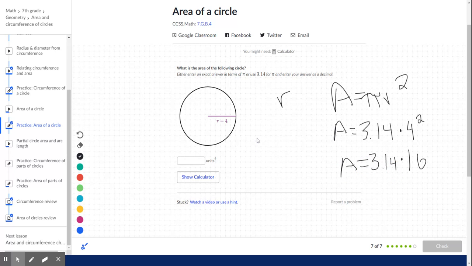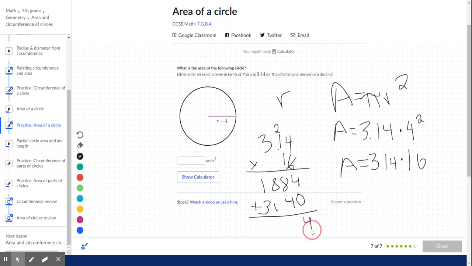Let's see. 3.14 times 16. 6 times 4 is 24, so I'm going to write a 4, carry a 2. 6 times 1 is 6, plus 2 is 8. 6 times 3 is 18. Finish with a 6, write me a 0. 1 times 4 is 4. 1 times 1 is 1. 1 times 3 is 3. When I add them up, I have a 4 here. 8 and 4 is 12, so I write a 2, carry a 1. 1 and 8 is 9, and 1 more is 10, so I write a 0, carry a 1. 1 plus 1 is 2, plus 3 is 5, so I have 5024.